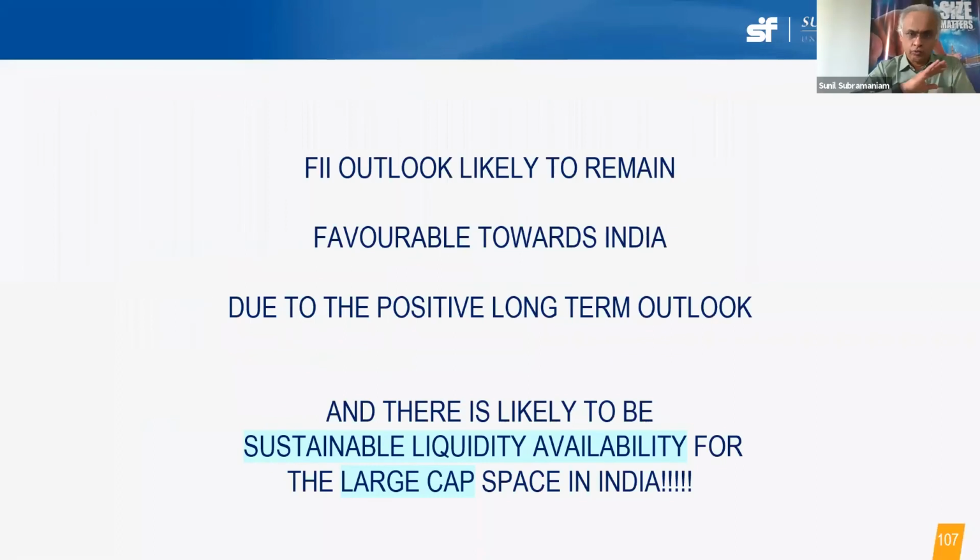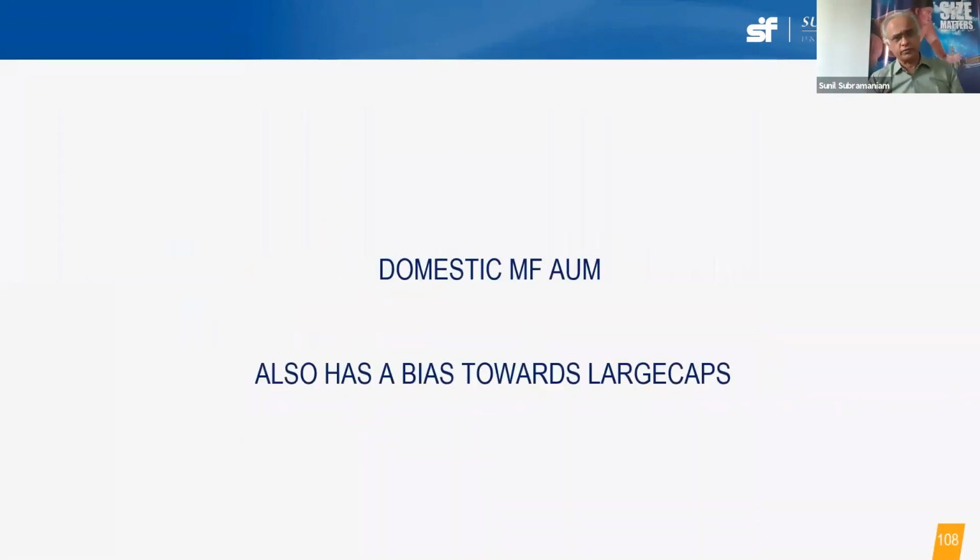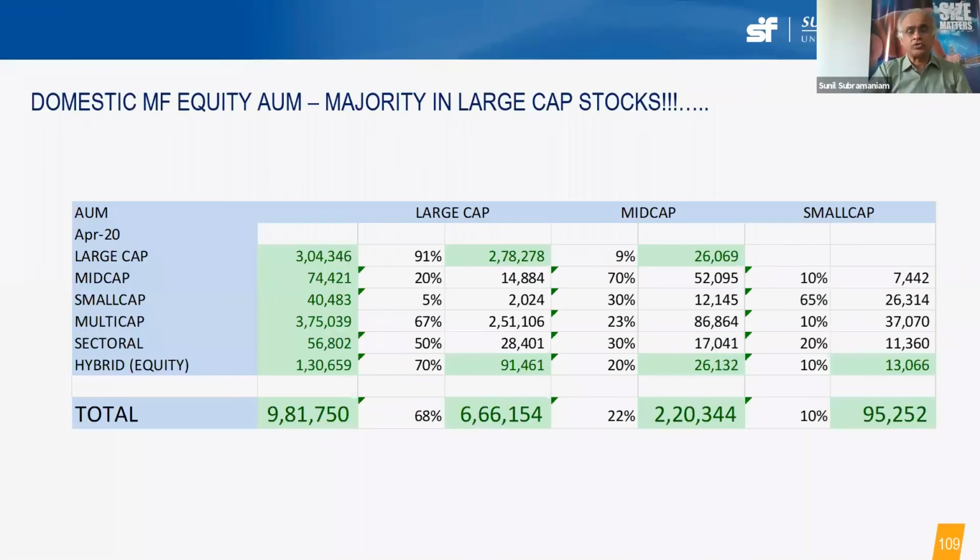So not only is the outlook favorable, there is likely to be sustainable liquidity for the large cap space in India. And further to it, though domestic MFs sold 16,000 crores of equities during this period, their AUM also has a bias towards large cap. So if FIIs for short periods are selling, 68% of domestic MF equity of 10 lakh crores, 6.5 lakh crores, is in large cap stocks. So there is ample liquidity to support the large caps in case the FIIs sell for short periods of time.